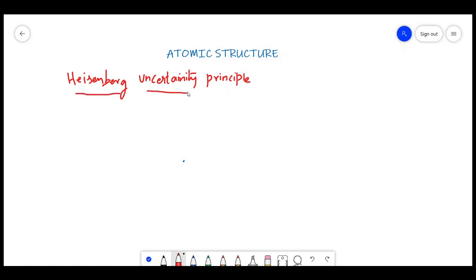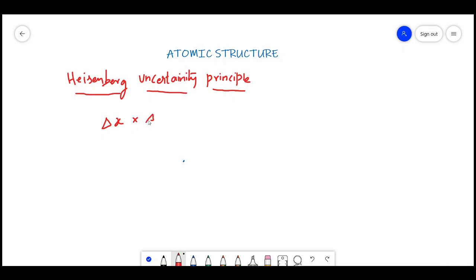Heisenberg uncertainty principle. So, according to this Heisenberg uncertainty principle, if we know the position of an electron, the velocity becomes uncertain. If you know the velocity of an electron, then the position becomes uncertain. So both are related as delta x into delta p is equal to h by 4 pi. In problems we take it as h by 4 pi. And here this delta p is nothing but momentum.